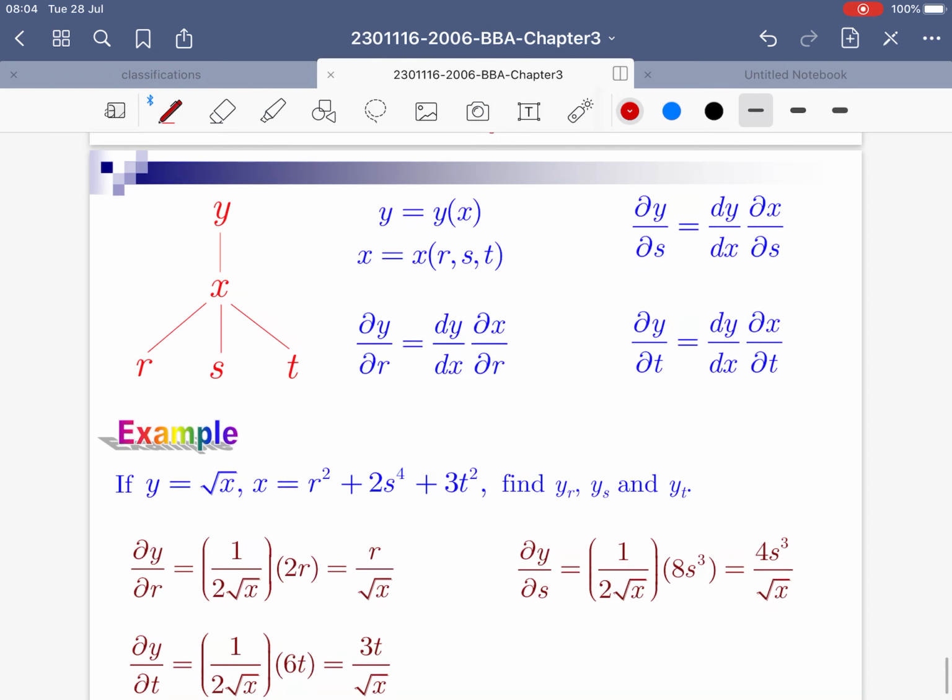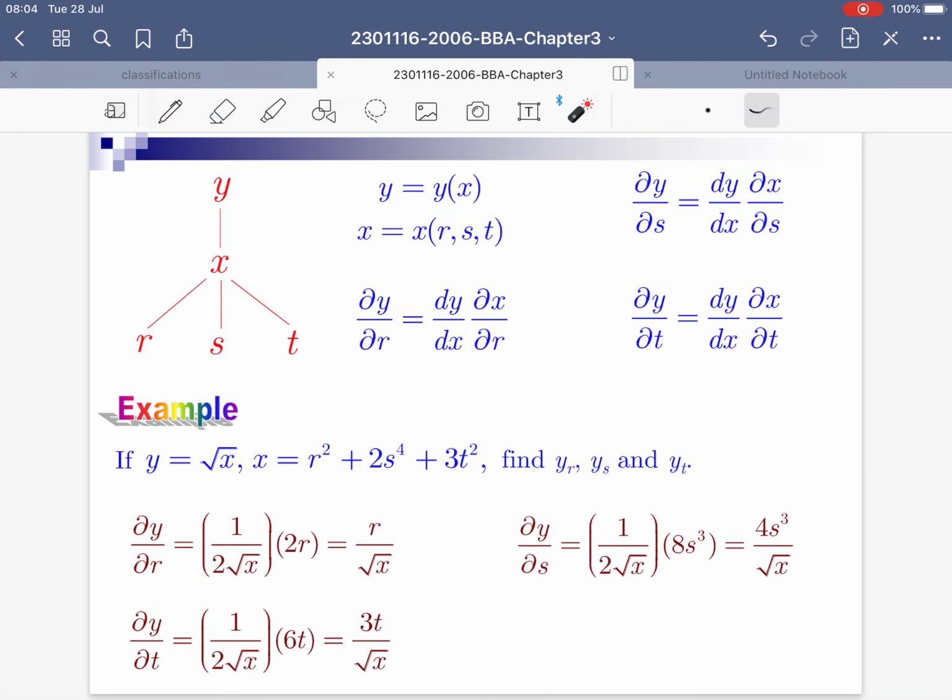How about the other way around? At the beginning, it seems that your y depends on the x. However, your x depends on r, s, and t. So it means that actually your y is a function of r, s, and t, right?